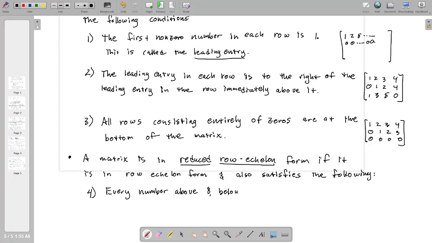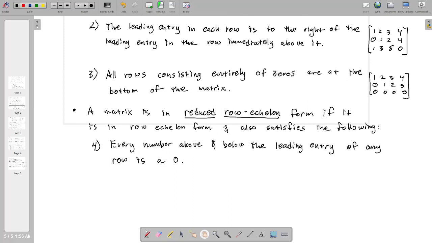Every number above and below the leading entry of any row is a 0. So this one might be in row echelon form, but it's not reduced row echelon form. And that's because we have a 2 that's above this leading entry of 1. So if we're to put a matrix in reduced row echelon form, we might see something that looks like this.